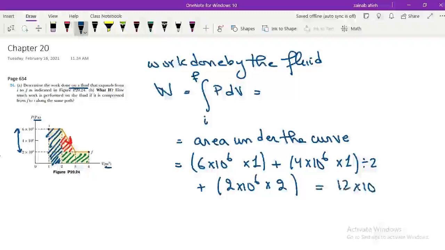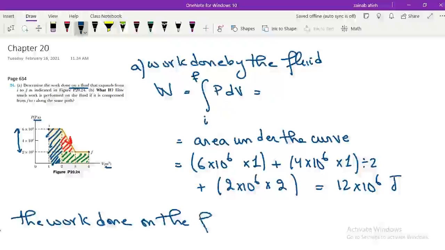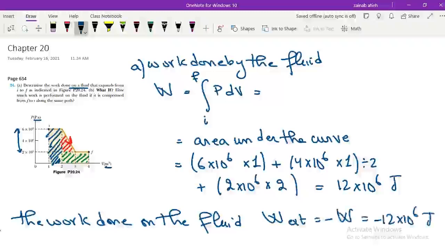12 times 10 to the power 6 joule. So this is the work done by the fluid. If I'm searching for the work done on the fluid, I've called it in the course W external. This is the work done on the fluid, done by something external on the fluid. It's equal to minus W. It's simply minus 12 times 10 to the power 6 joule. So this is the work done on the fluid.